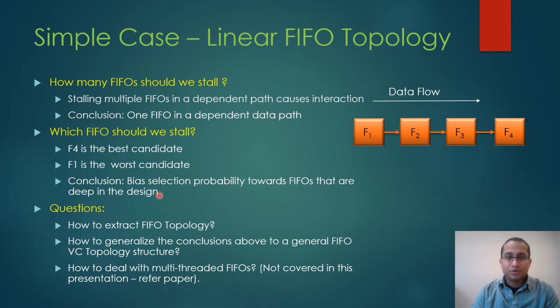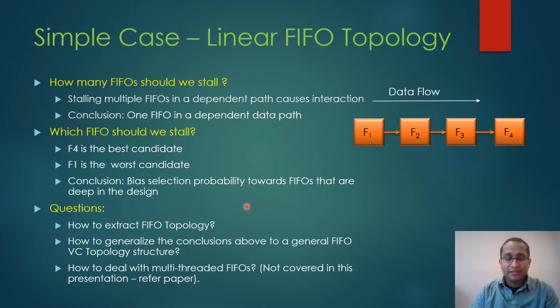So the conclusion here is we have to stall all the FIFOs in different tests, but it probably is a good idea to bias the selection probability of stalled FIFOs towards FIFOs that are deep in the design.